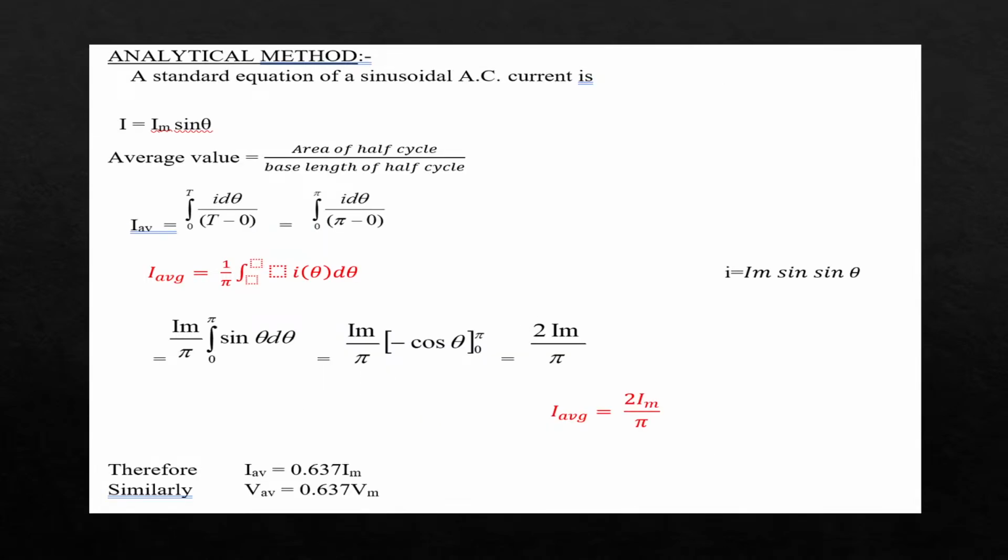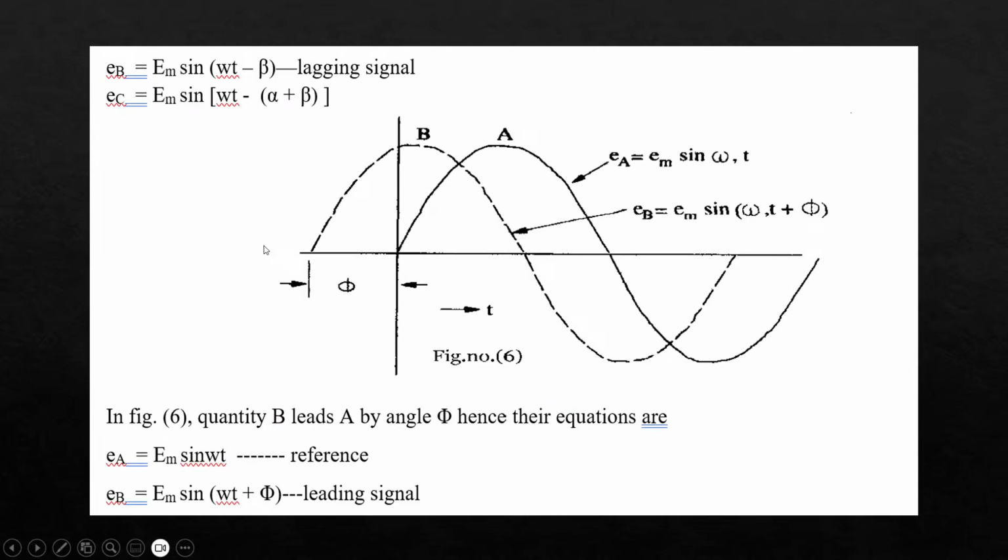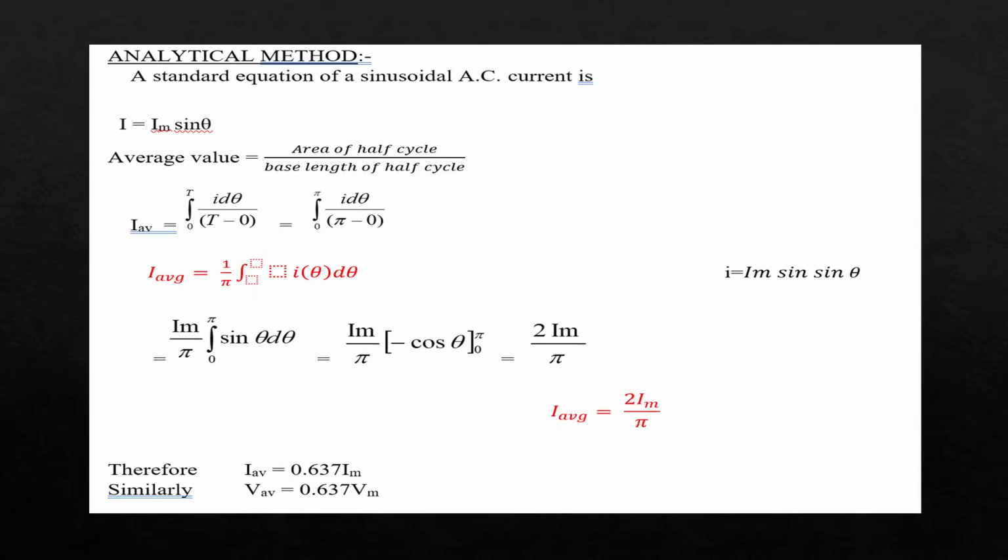So in terms of the formula, I average is the integral from 0 to pi of I d theta upon pi minus 0, where I is Im sine theta. So Im by pi comes out because Im is constant and pi is constant. We just get the integral of sine theta d theta from 0 to pi. The integration of sine theta is minus cos theta from 0 to pi.